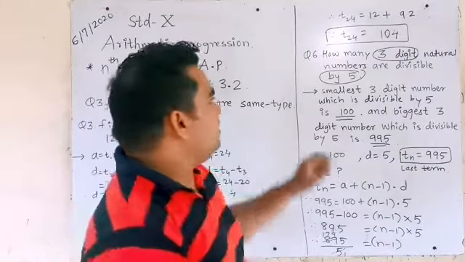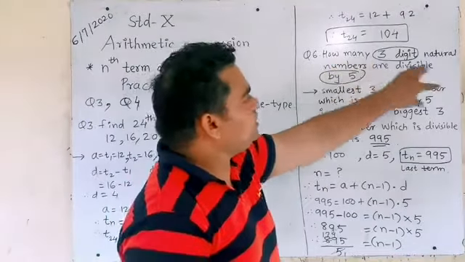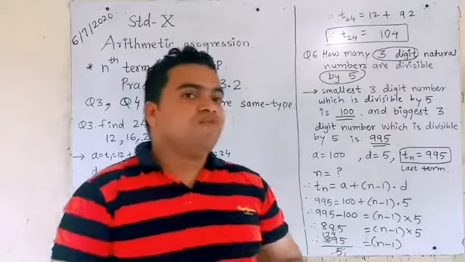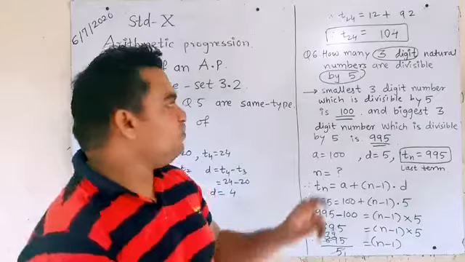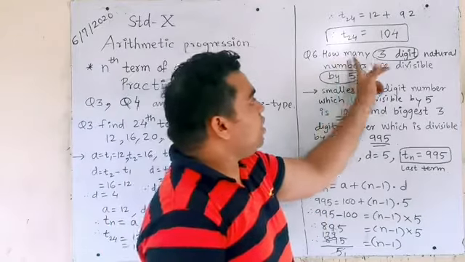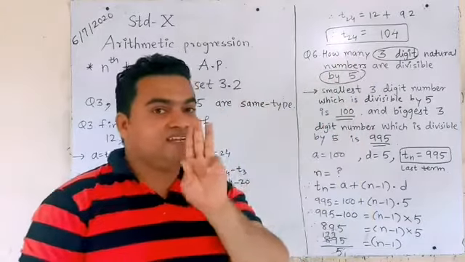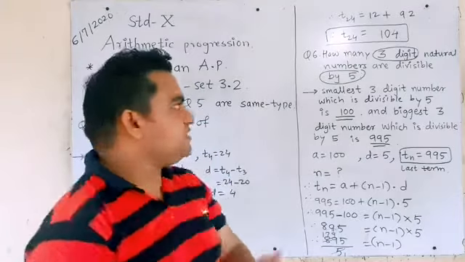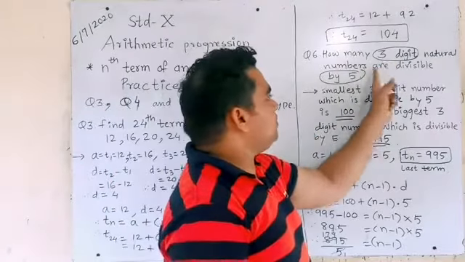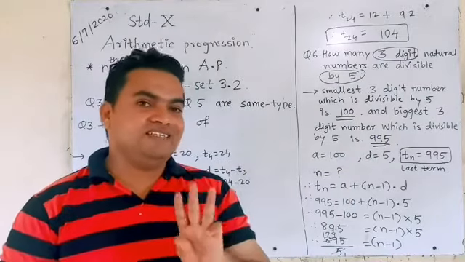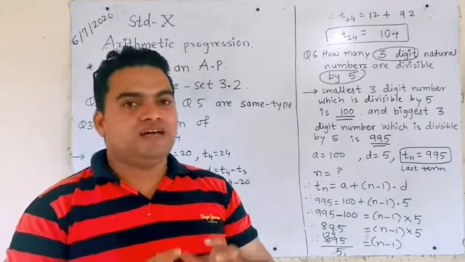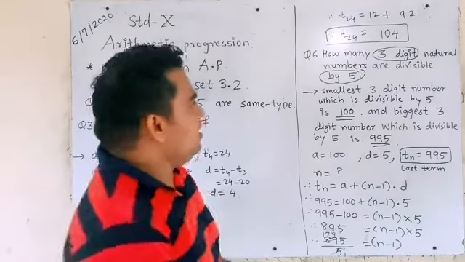Look at the board. Find how many 3-digit natural numbers. It means we have to find the natural numbers, it means n. We have to find n. But it is given how many 3-digit numbers. 3 digits means you need units, tens and hundreds. So how many 3-digit natural numbers are divisible by 5? It means at the unit place of that 3-digit number, either we need 0 or we need 5. Look at the board now.